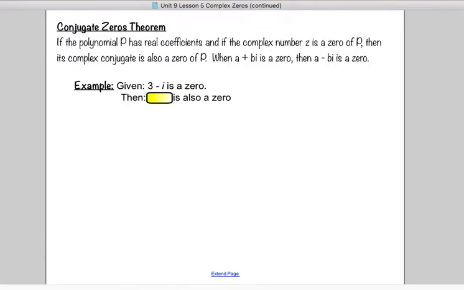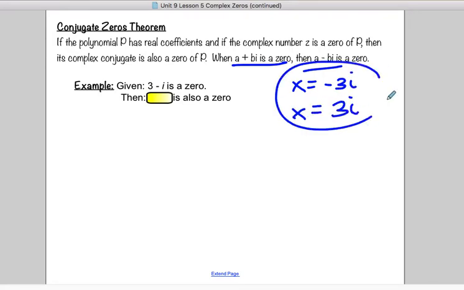Then we got the conjugate zeros theorem. Okay, if the polynomial p has real coefficients and if the complex number z is a 0 of p, then its complex conjugate is also a 0 of p. So what it's saying is if you have a plus bi and it only tells you a plus bi, then you also know a minus bi is a 0. If I tell you x equals negative 3i is a 0, you also know the opposite of it is a 0, positive 3i. Those are conjugates when they have the opposite sign in the middle.